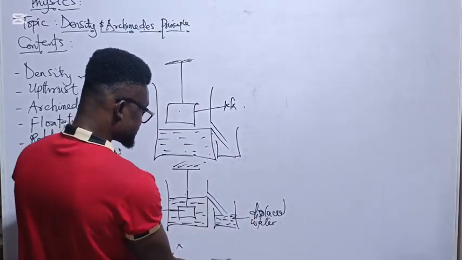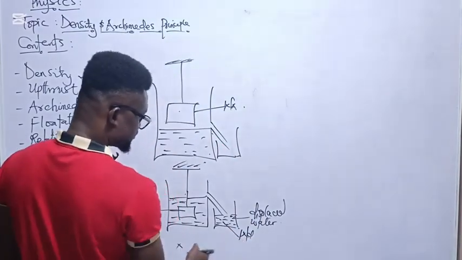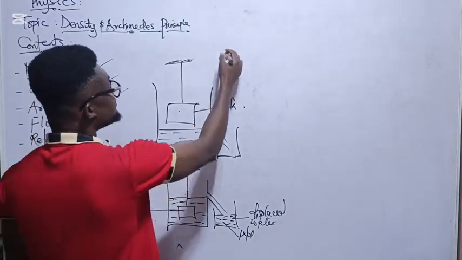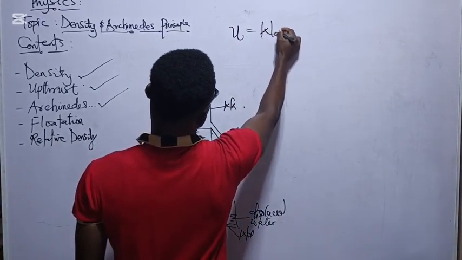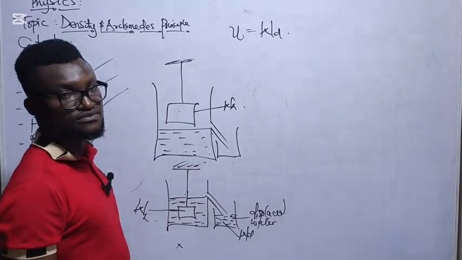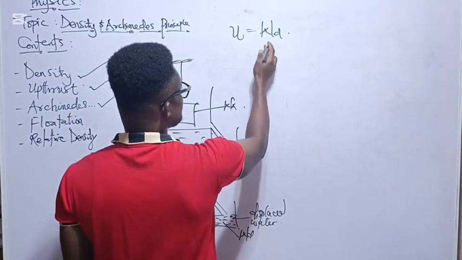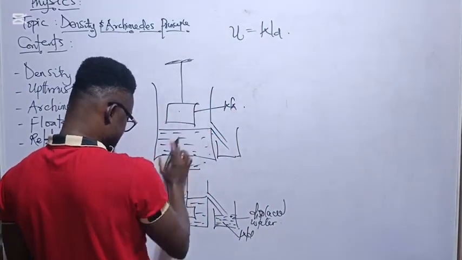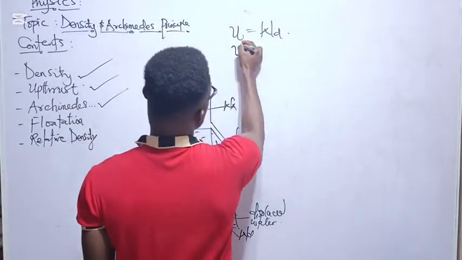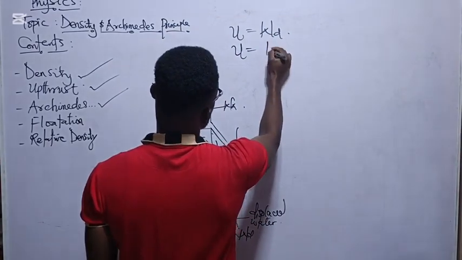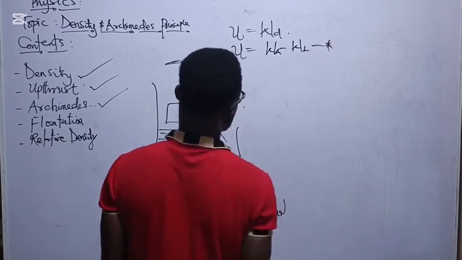So with this, if I take the weight of the displaced liquid as WD, we have the upthrust equal to the weight of the displaced liquid. Now, the weight of the displaced liquid is the difference between weight in air and weight in liquid. So you can also say that upthrust is the difference in weight. This is the very first formula we got.